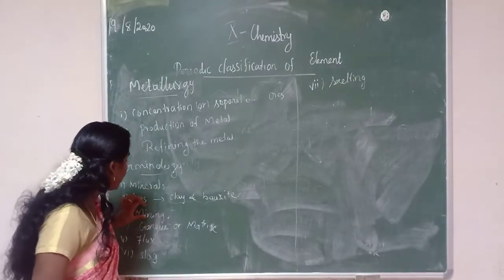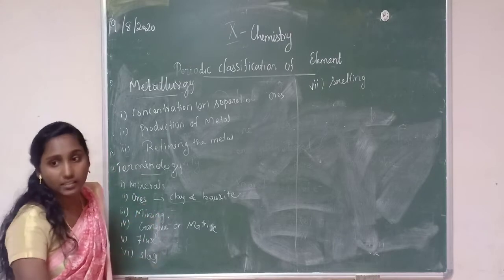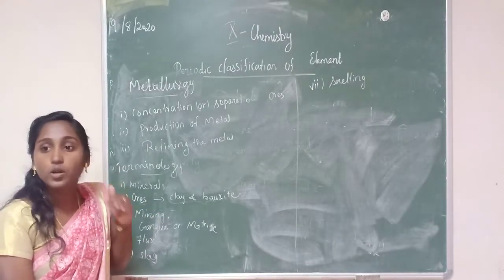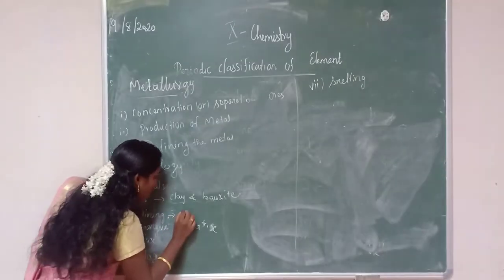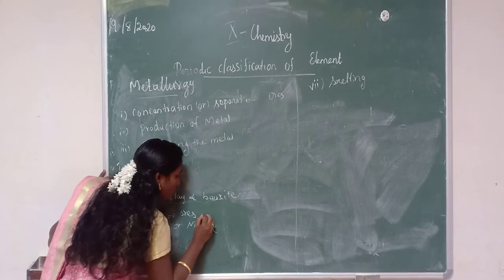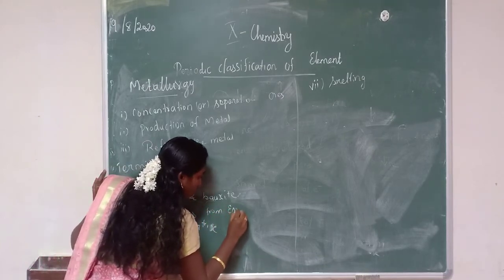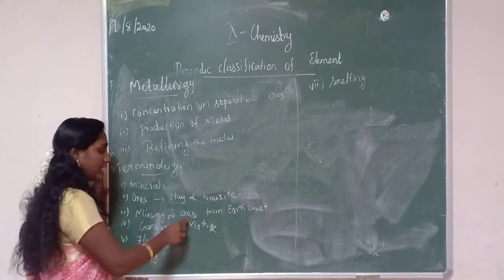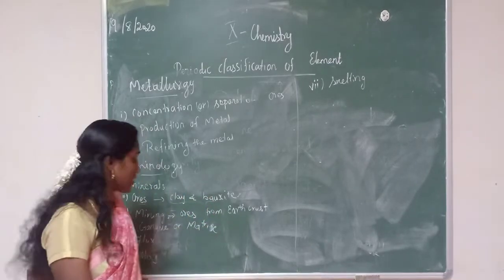The next, mining. Mining means extracting the ores from the earth crust. So first we need to take the ores, right? Then only we can take the metals. So you have to extract the ores from where? Earth crust. This is the process to extract the ores from the earth crust.